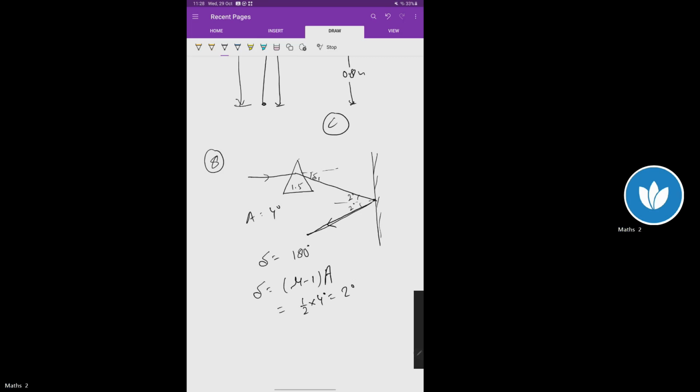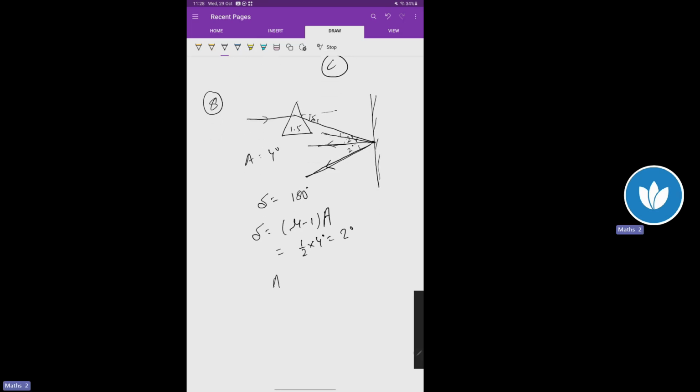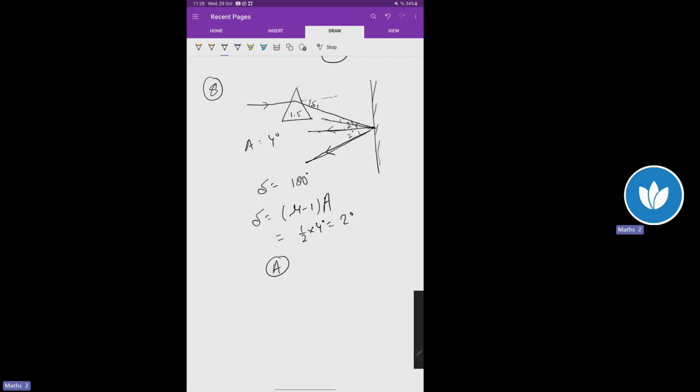So if we rotate this mirror by 1 degree, this reflected ray will turn by 2 degree. It becomes horizontal. Or we can say if we rotate this mirror 1 degree, then the new normal is in this direction. So angle of incidence is 1 degree and angle of reflection is also 1 degree. Finally, it becomes horizontal. So option A, angle of rotation of mirror is 1 degree.